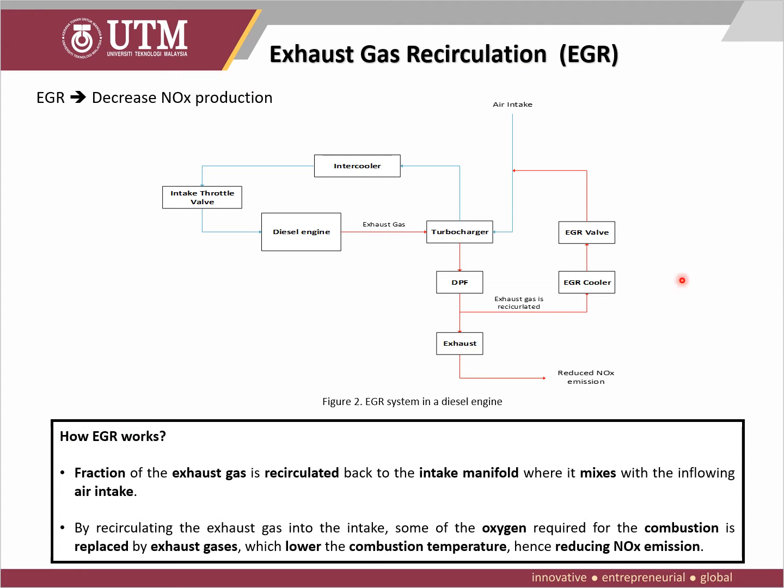As you can see in figure 2, a fraction of the exhaust gas is recirculated back into the intake manifold, where it mixes with the inflowing air intake. So by recirculating the exhaust gas into the intake, some of the oxygen required for the combustion is replaced by exhaust gas, which results in a lower combustion temperature, hence reducing NOx emission.